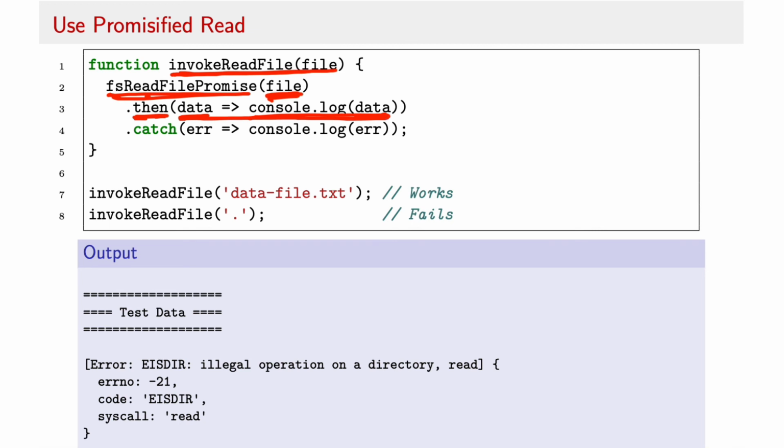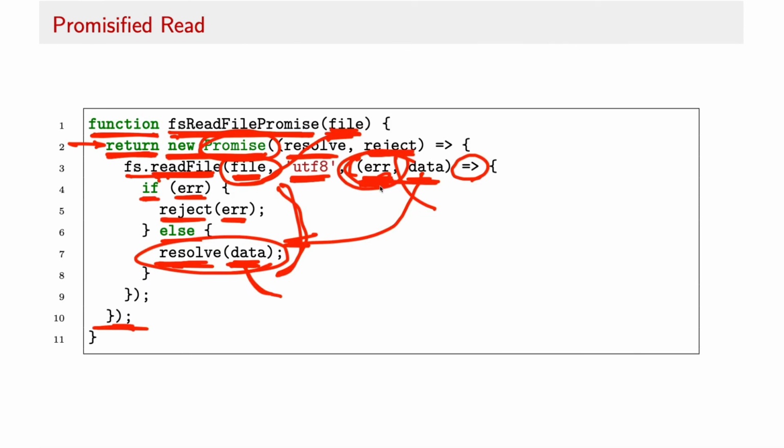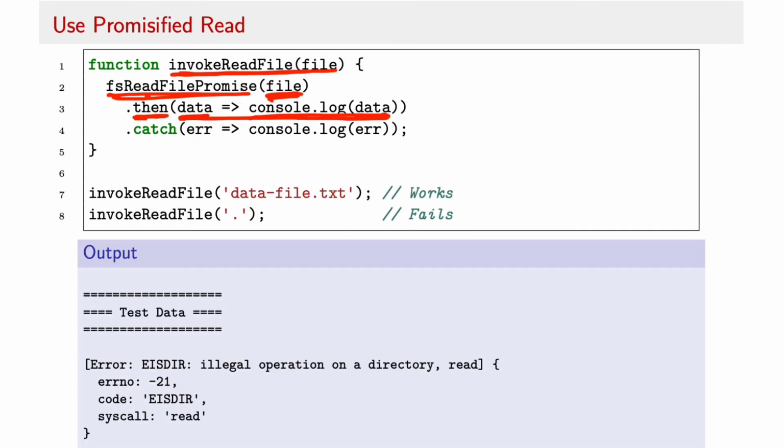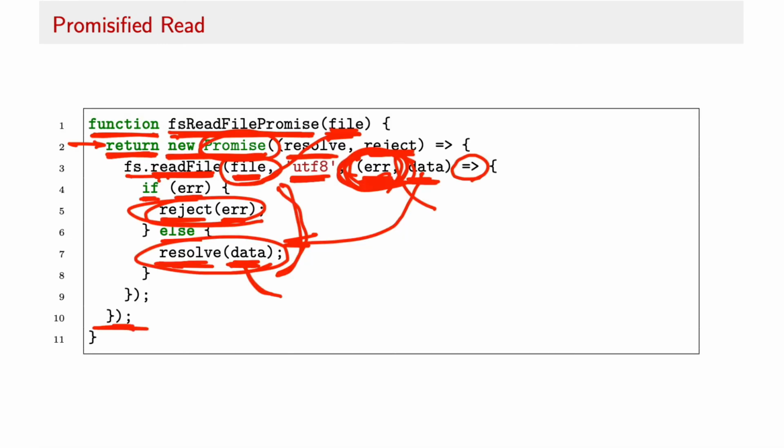On the other hand, if the promisified read file fails, then I'm going to get an error value here that's truthy, and that's going to say something went wrong, and I'm going to call the reject function, which is going to result on the consumer side of the .catch method being invoked on the promise object. And I'm also going to receive the value that was sent in as the parameter of this reject function.